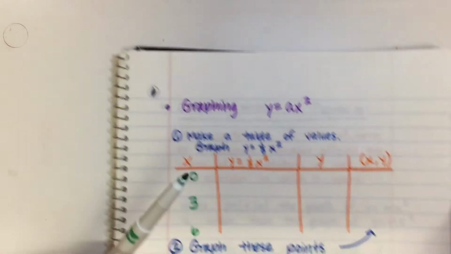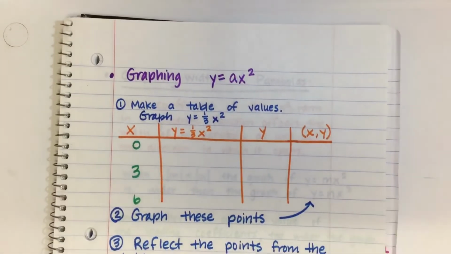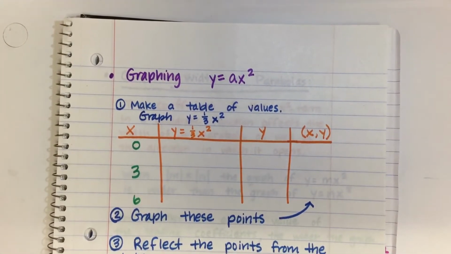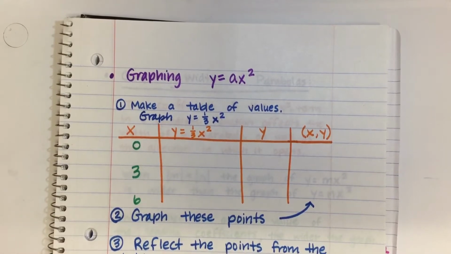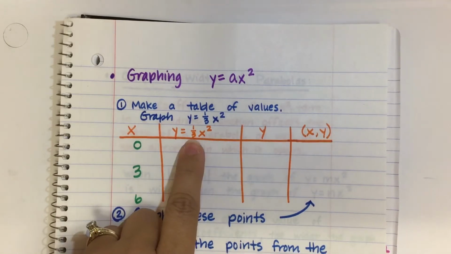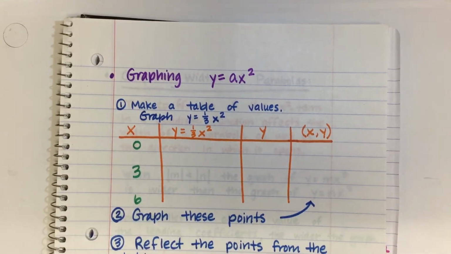Alright, next we're going to talk about graphing a quadratic function. Graphing y is equal to ax squared. Make a table of values and graph y is equal to 1/3 x squared. Now, the numbers that you use in your table for x are kind of going to be up to you. Here, I'm going to use multiples of 3 because I know that's going to help me get rid of this fraction with a 3 on the bottom.